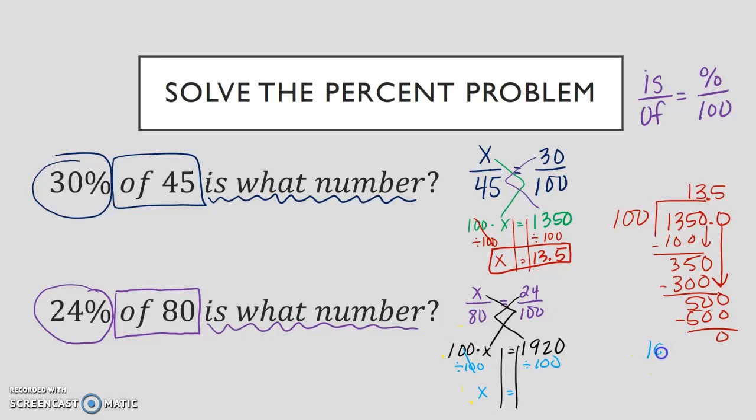We're taking our 1,920. We do long division here. We do that same process as we did before up on this first problem. We are again going to get a decimal, but again, it ends very nicely. So you should end up getting 19.2 as your answer there, 19.2.